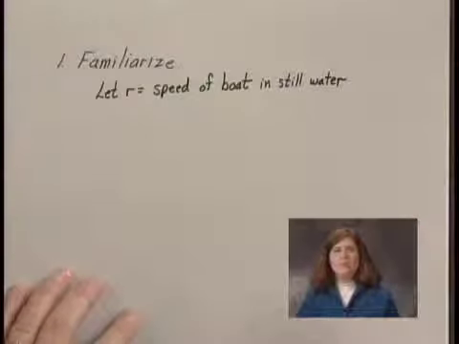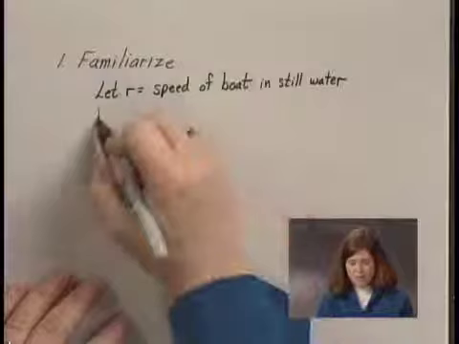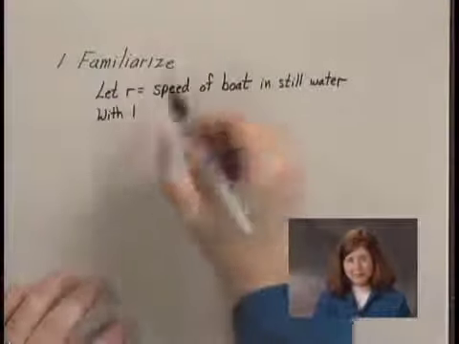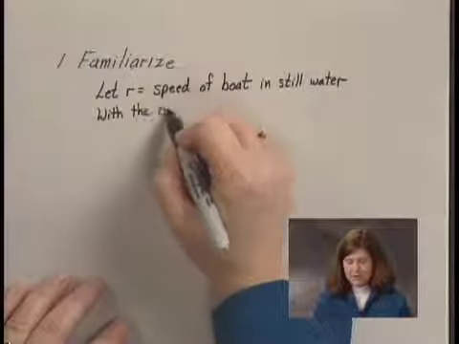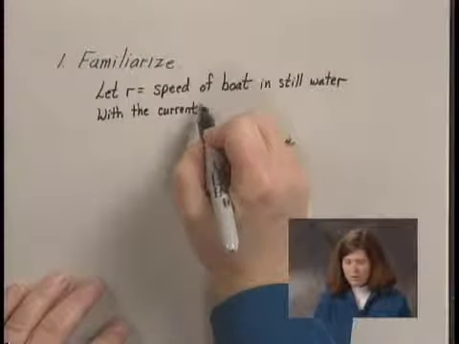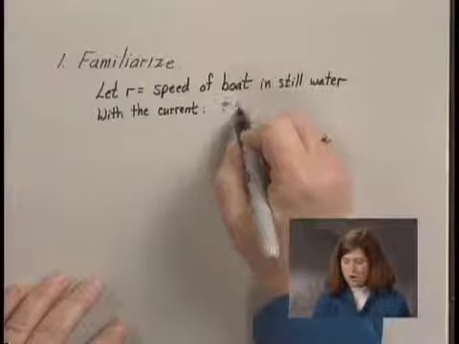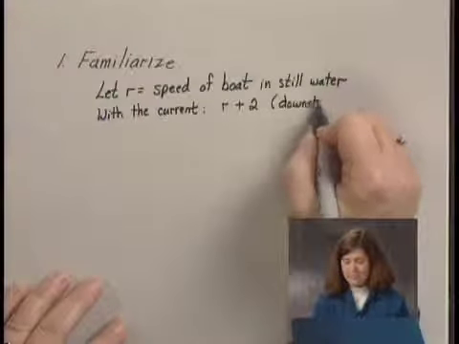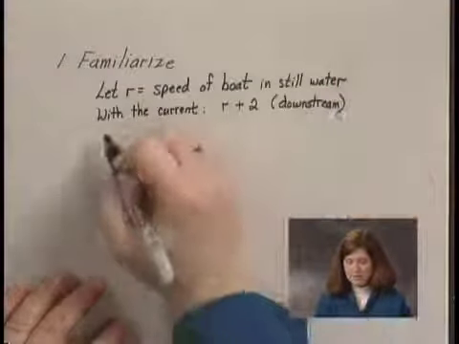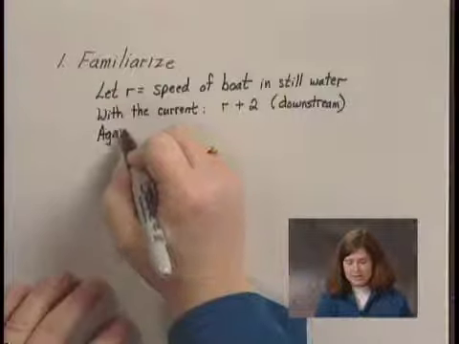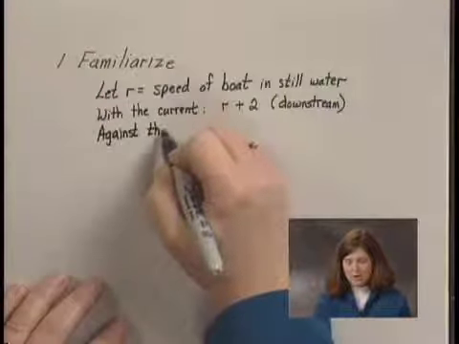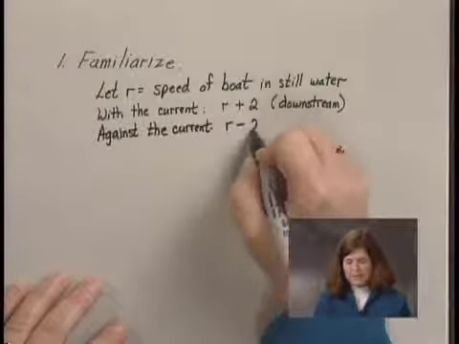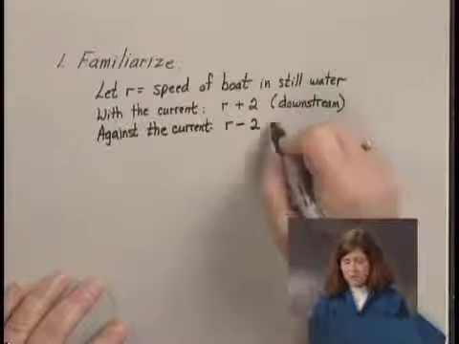And then what will the speed be going with the current? Well, the current will push the boat along. The speeds are actually added. With the current, the speed will be r plus 2, and that would be downstream. And then against the current, the speed would be r minus 2. That's the speed of the boat minus the speed of the current, and that would be going upstream.